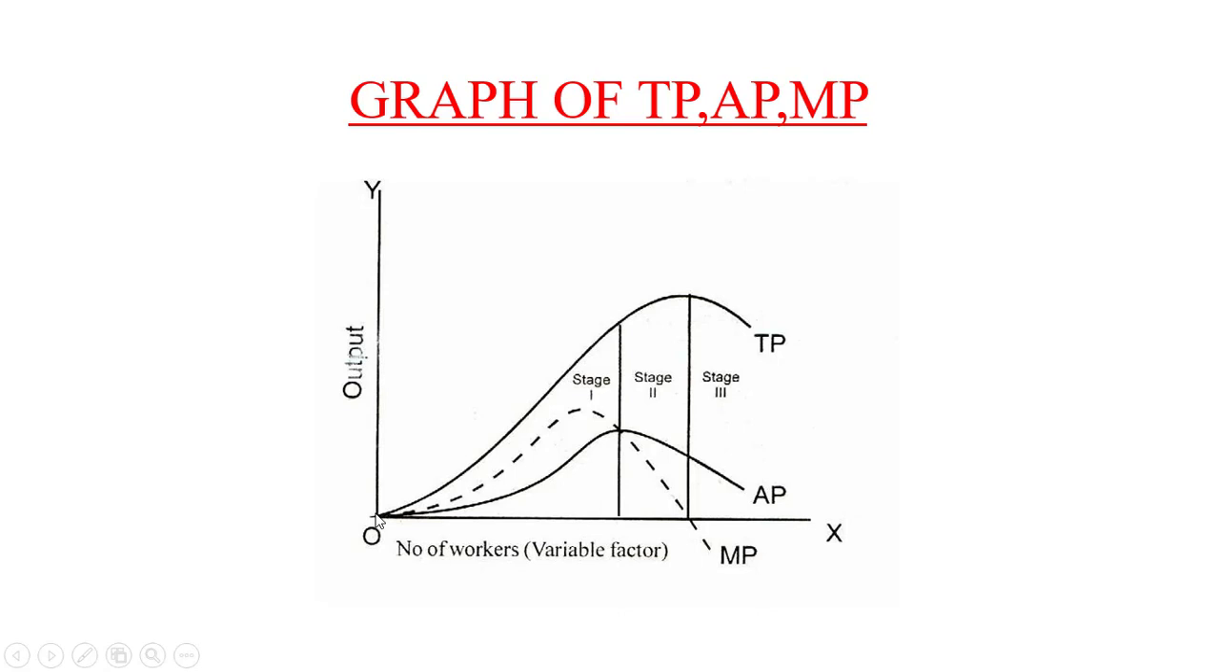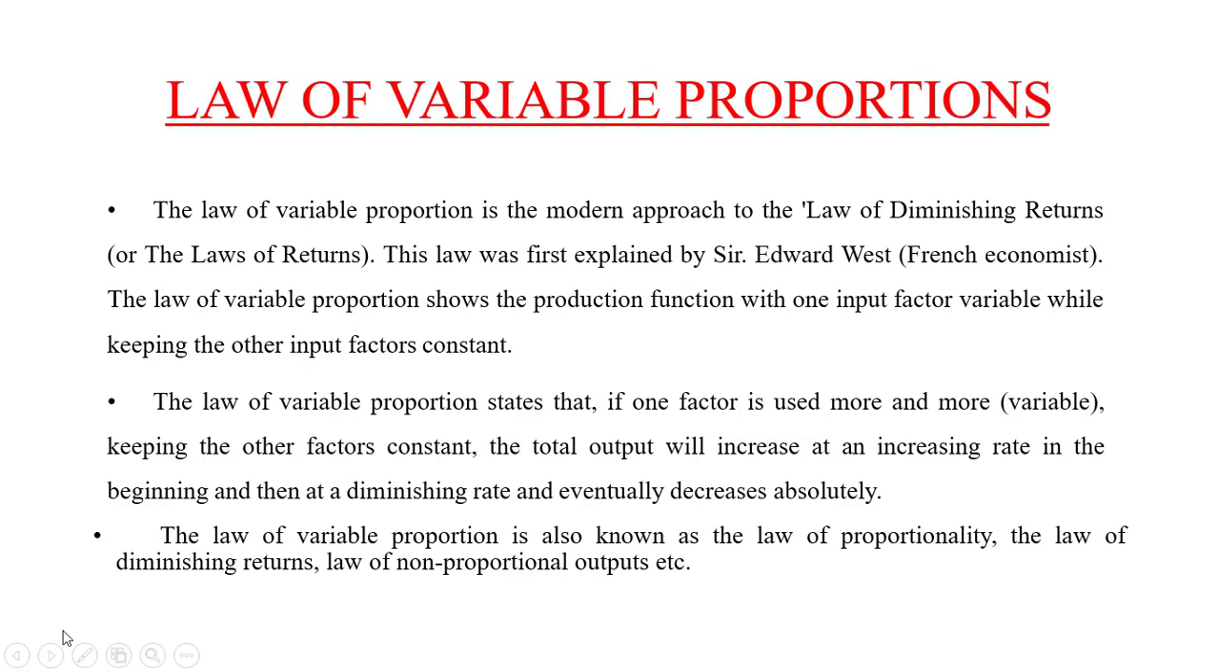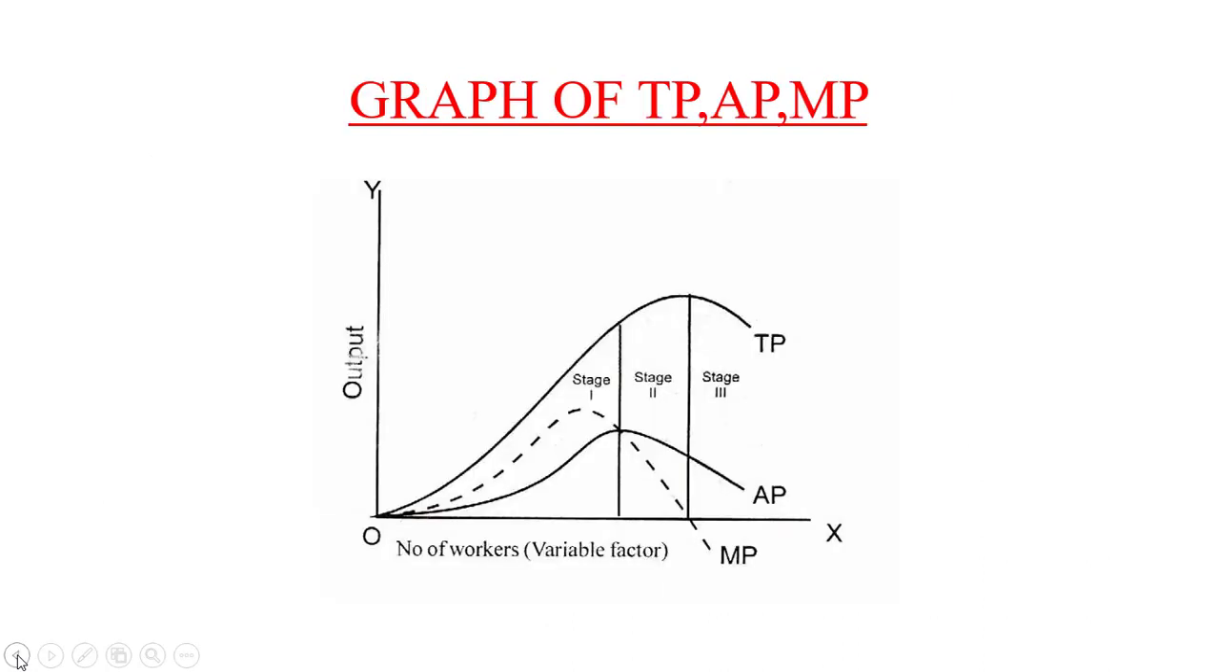Let me show you when it is increasing. You can see here in the x-axis we have taken the input and on the y-axis we are taking the output. Now when the total product is increasing, it reaches a stage here. It is increasing very fast, right? That's why the graph is going upward.